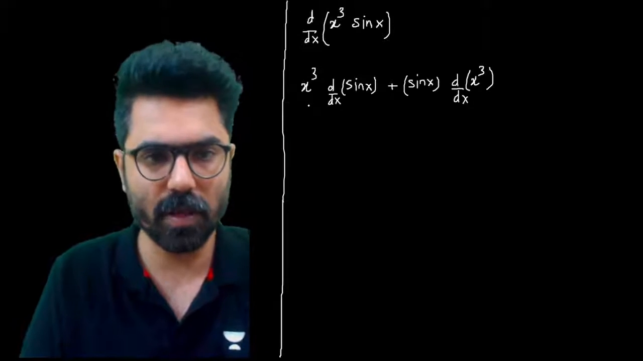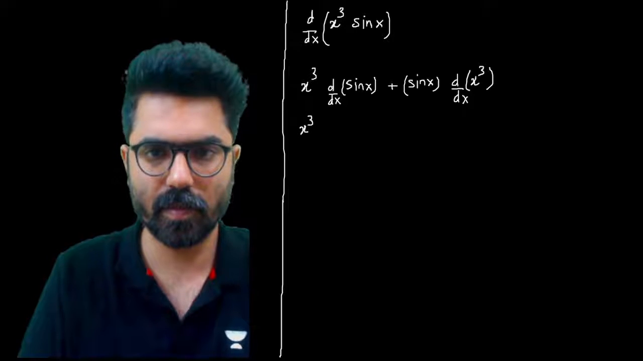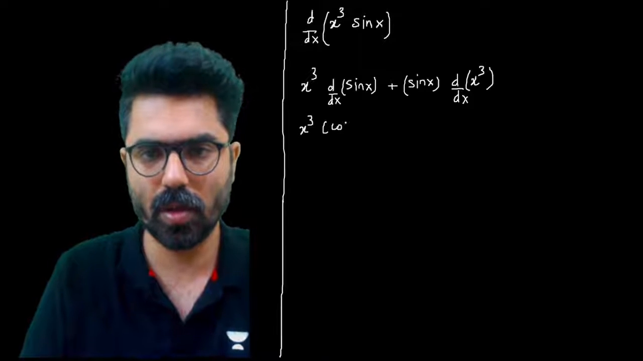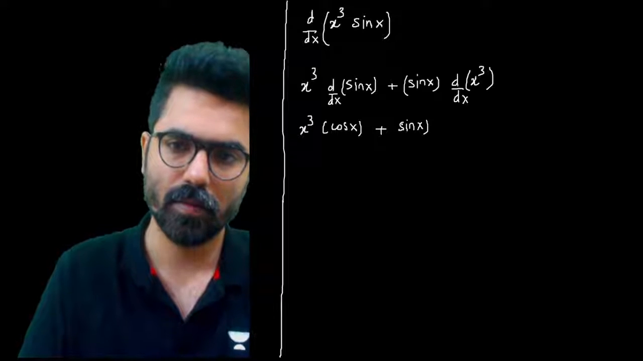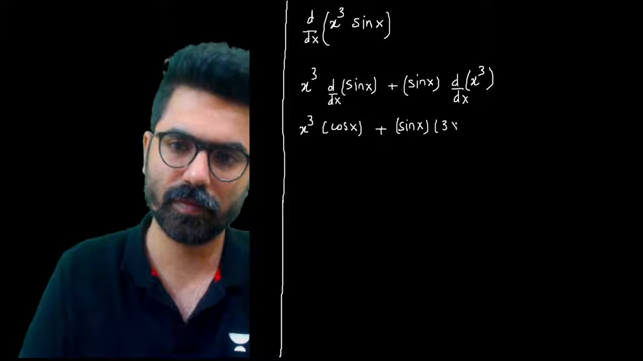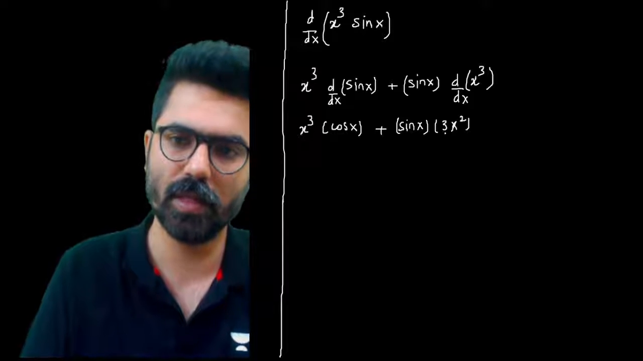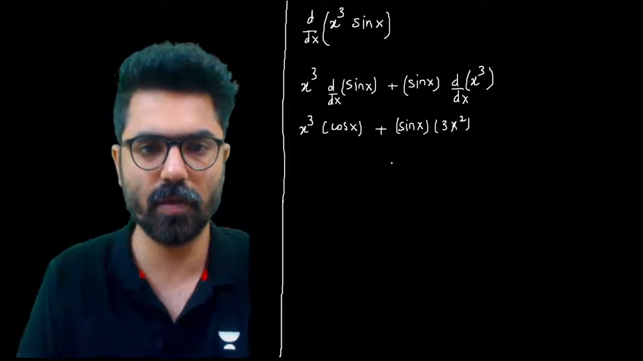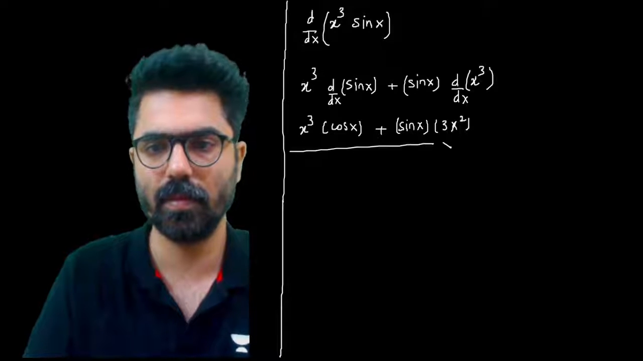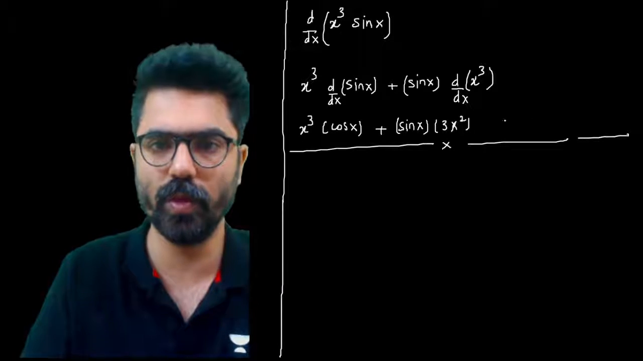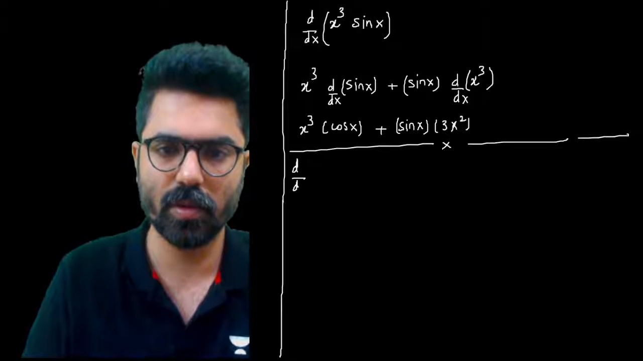Now, as per the formulas, x cube into cos x plus sin x into 3x square. Okay, this is the UV rule. Let's practice one more.